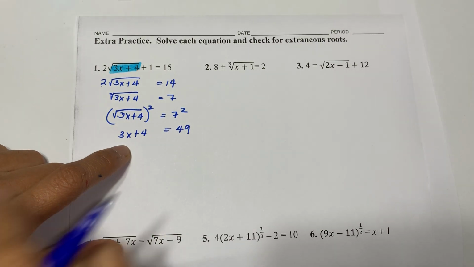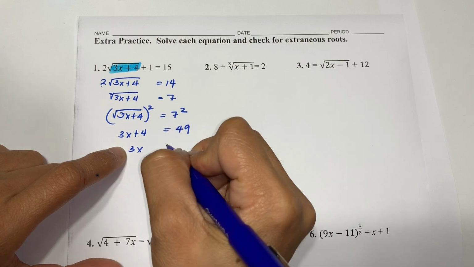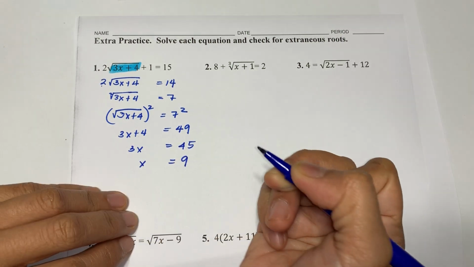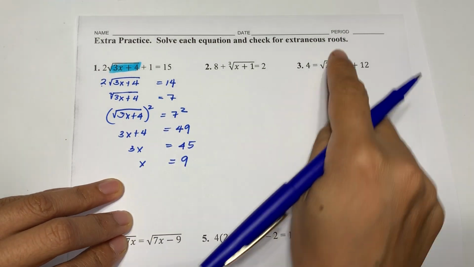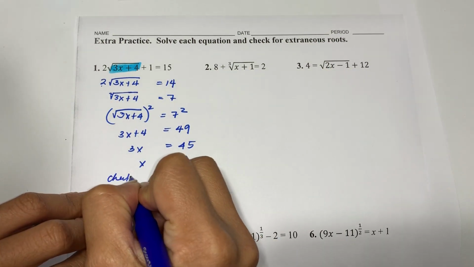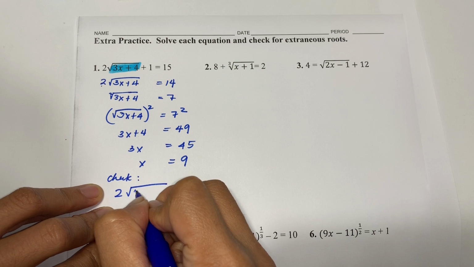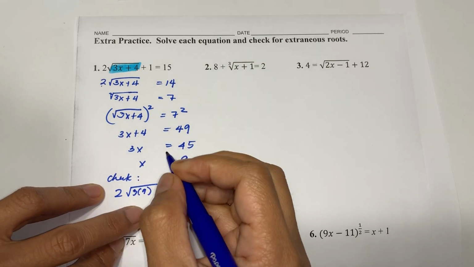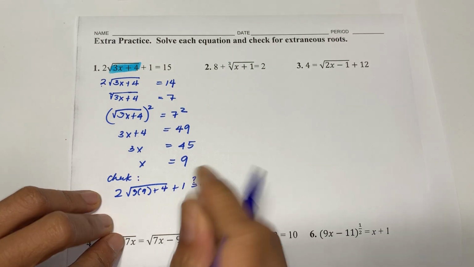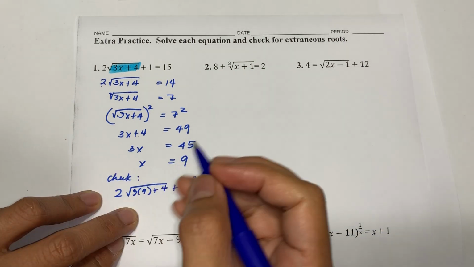And now we isolate the x. So minus 4, so 3x equals 45. Divide by 3, x equals 9. Now we have to check that answer to make sure that it's not an extraneous root. So you check it, substitute into the original equation. So it's 2 times the square root of 3 times 9 plus 4, plus 1. Does it equal 15? You can just put this in your calculator to save yourself time, but make sure you check it.